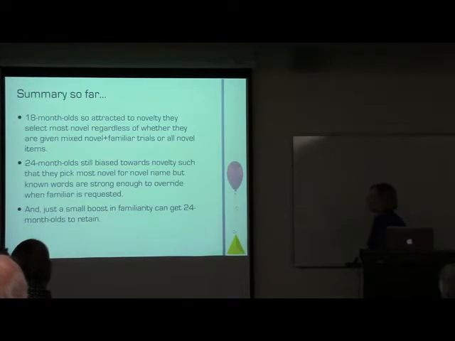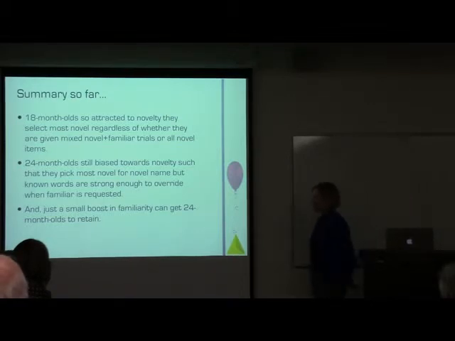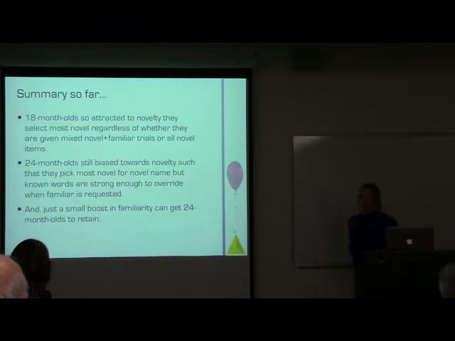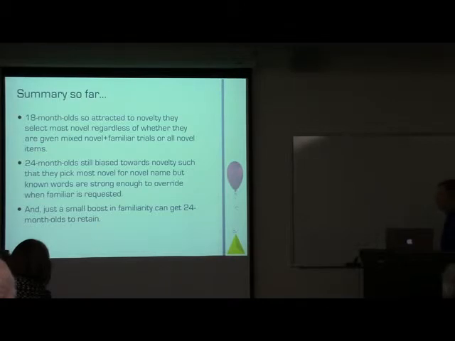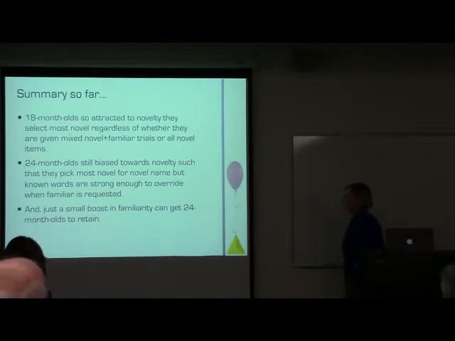Okay. So 18-month-olds are so attracted to novelty, they select the most novel regardless of whether they are given mixed novel familiar trials or all novel items. 24-month-olds are still biased to novelty such that they pick the most novel for a novel name, but known words are strong enough to override when a familiar is requested. And just a small boost in familiarity can get 24-month-olds to retain.